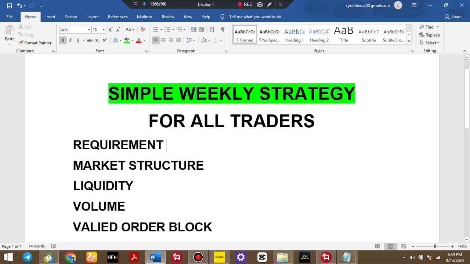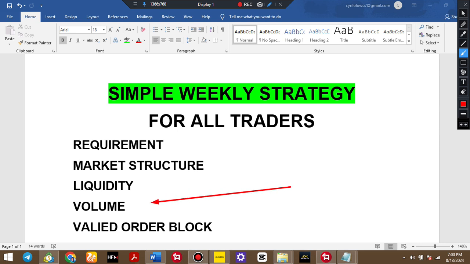So we are going to be leveraging on that pullback. What is going to bring about that pullback is the volume. So we also check for volume on our chart. We want to see areas price broke from and didn't cover. Then finally we can use our bearish order block or bullish order block as entry or exit.